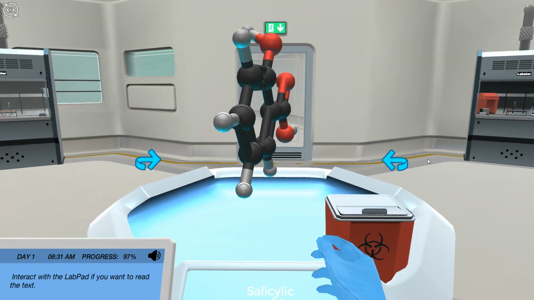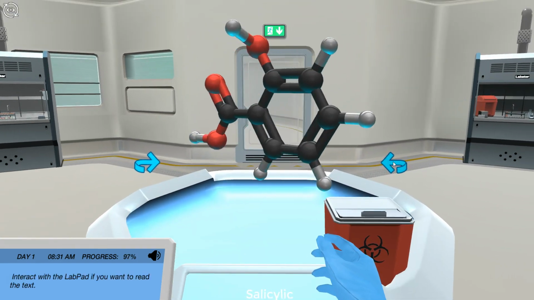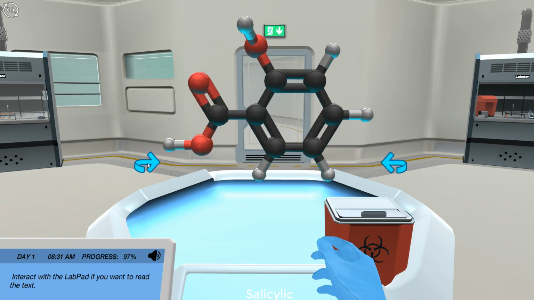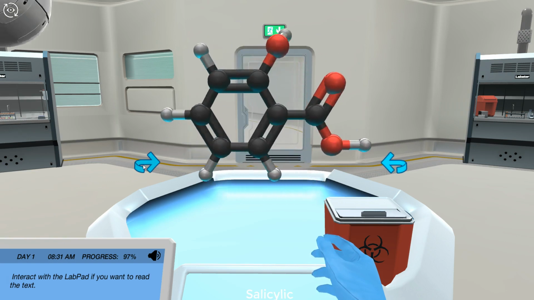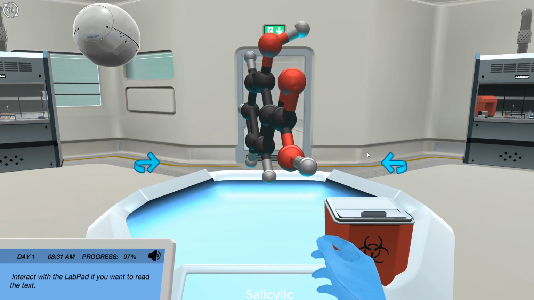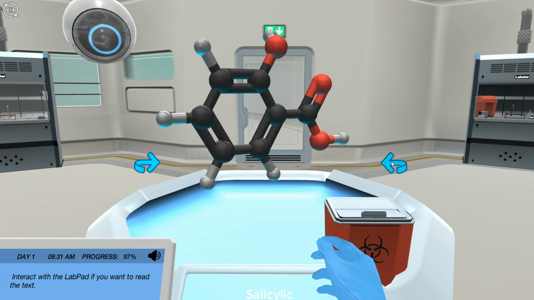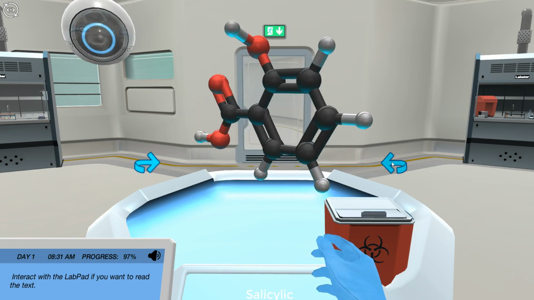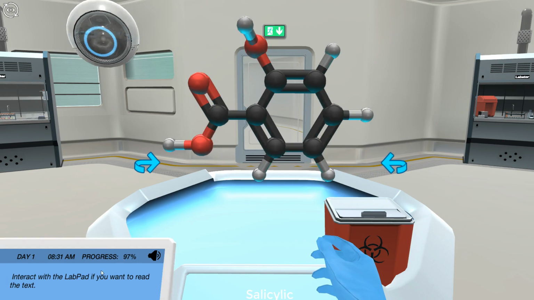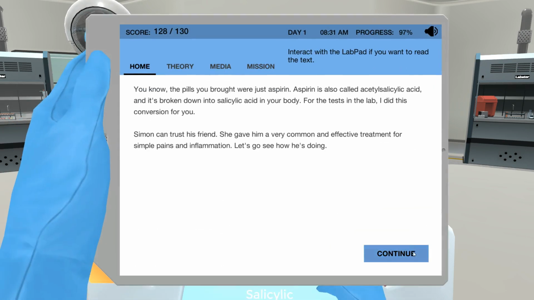You know, the pills you brought were just aspirin. Aspirin is also called acetylsalicylic acid, and it's broken down into salicylic acid in your body. For the tests in the lab, I did this conversion for you. Simon can trust his friend. She gave him a very common and effective treatment for simple pains and inflammation. Let's go see how he's doing.